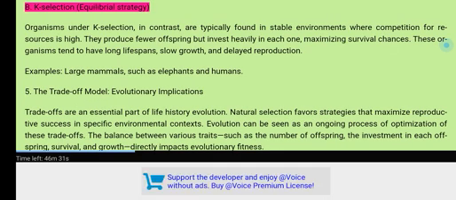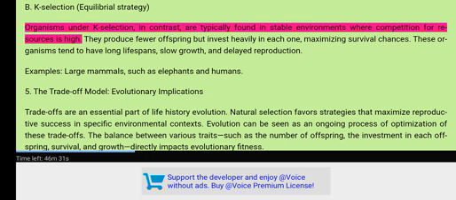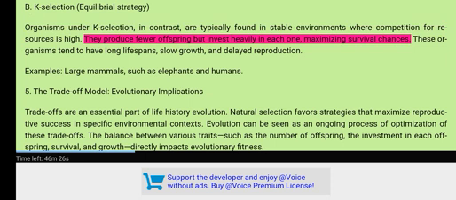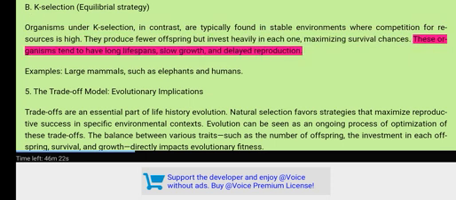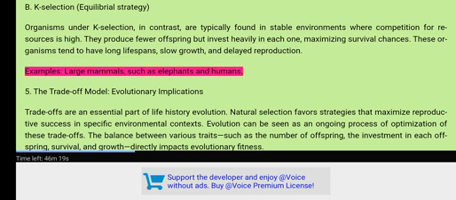K selection, equilibrial strategy. Organisms under K selection, in contrast, are typically found in stable environments where competition for resources is high. They produce fewer offspring but invest heavily in each one, maximizing survival chances. These organisms tend to have long lifespans, slow growth, and delayed reproduction. Examples: large mammals, such as elephants and humans.